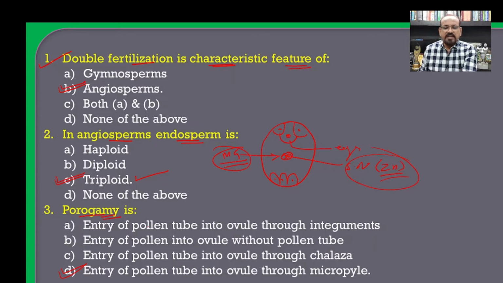If we see A, the entry of the pollen tube into the ovule through the integuments, then it is known as mesogamy. Then entry of pollen into the ovule without a pollen tube is not an angiosperm character; it is found in gymnosperms, where the pollen grains are deposited in the pollen chamber. And when the pollen tube enters through the chalazal end, it is known as chalazogamy. In this way we can understand the three different types of entry of the pollen tube inside the ovule.